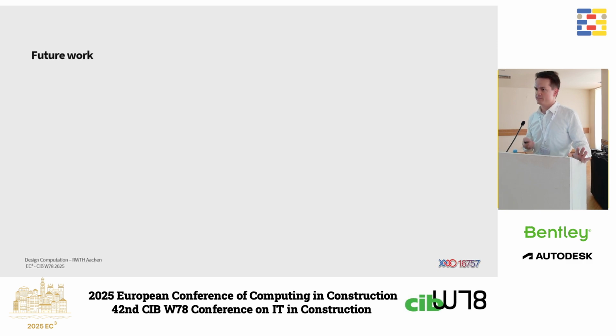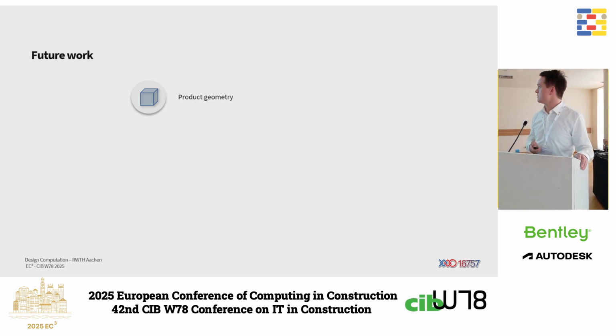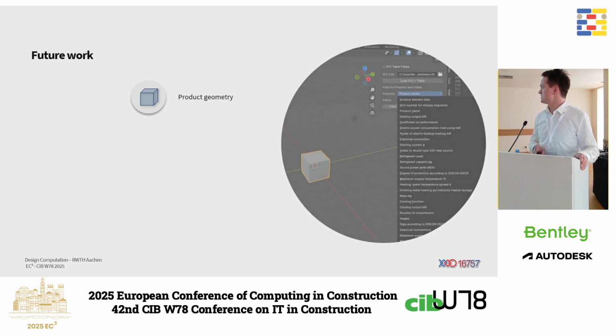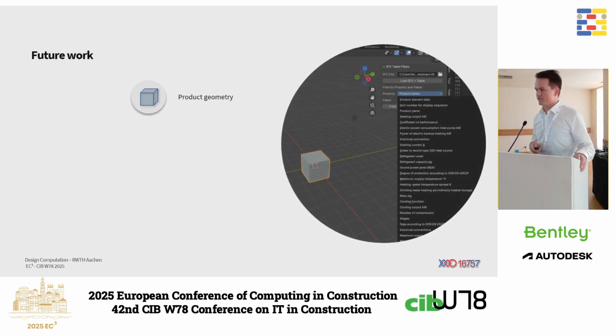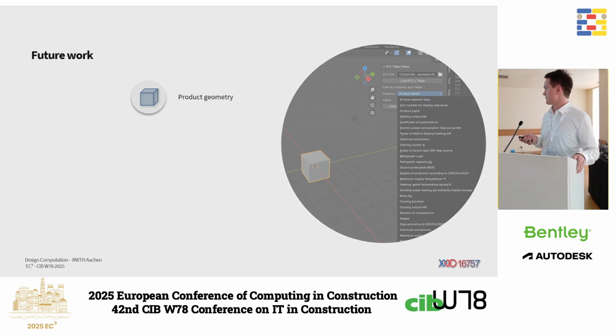Of course, there's still some work left to do. This is a work in progress. We are just getting started implementing product geometry. So we have all these values mapped out and linked here in Bonsai in Blender. And now we want to start being able to have the geometry of a proxy element representing the installation dimensions change parametrically when we change those input values.